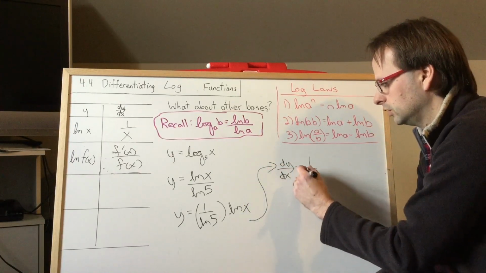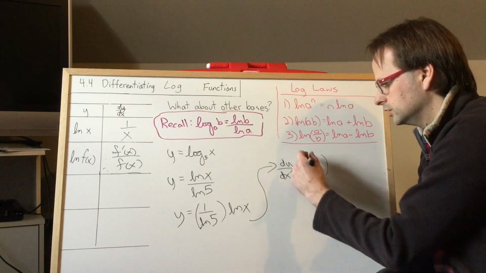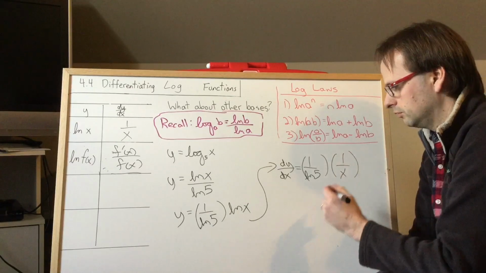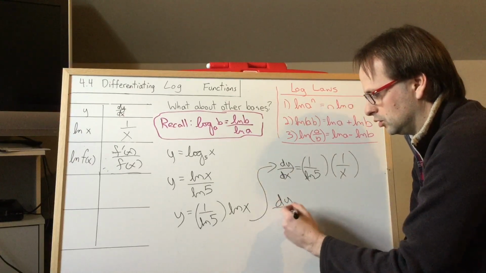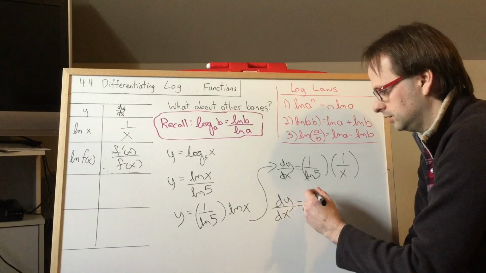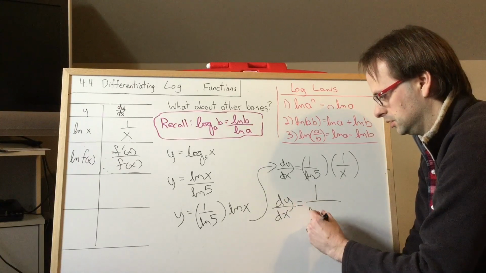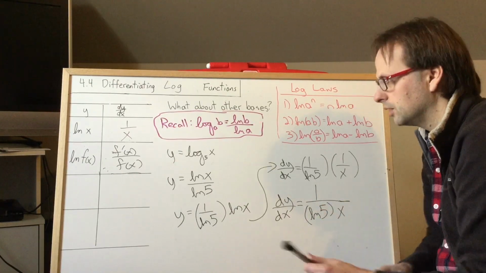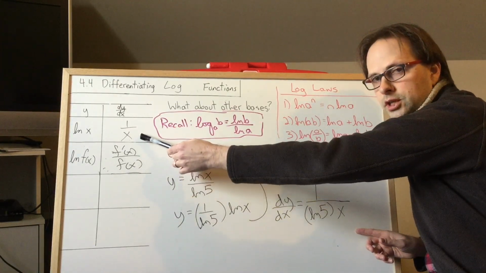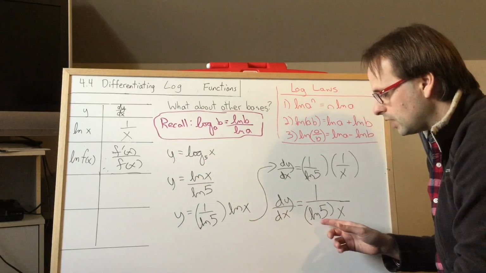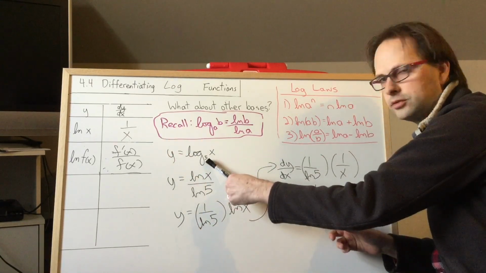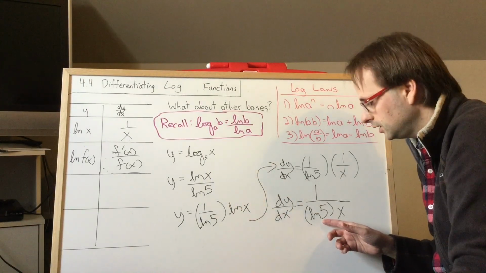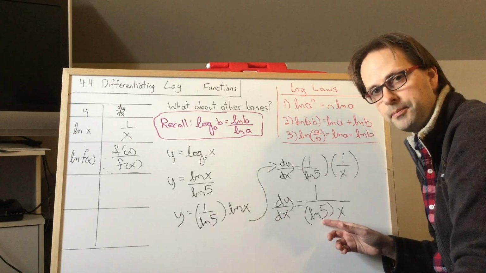It's going to give me 1 over ln 5, that stays as a coefficient, times 1 over x, where the derivative, if you have a base of 5, turns into 1 over ln 5 and an x on the bottom. You have an x on the bottom, just like you always did. And then you have to pay a price for using a weird base. You have to put a ln 5 there, just like we did for exponentials. It's just now it shows up on the bottom.